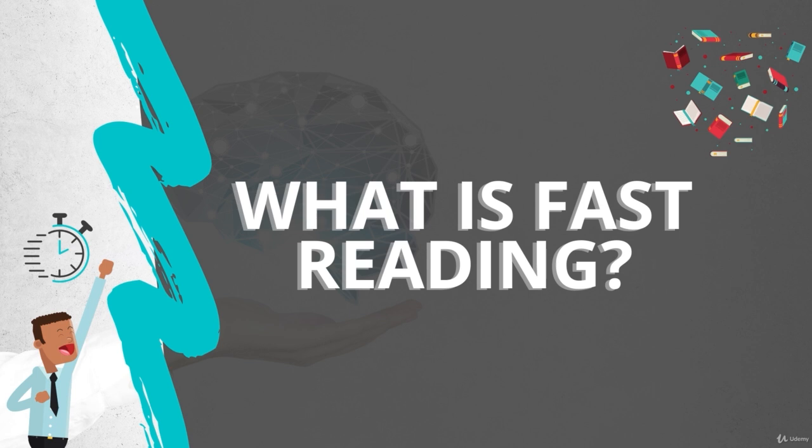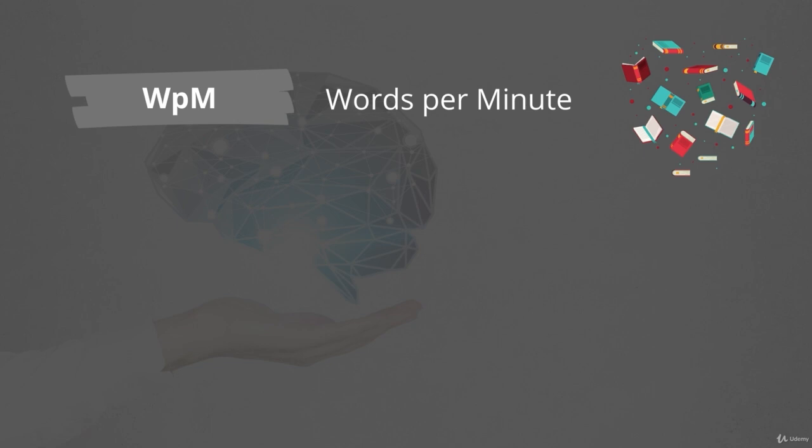In order to be able to assess and evaluate your reading speed, we use the unit WPM, or words per minute. As you can probably imagine, this unit shows how many words you are able to read in just 1 minute. It gives you a great overview on your current standing and your learning and reading progress.